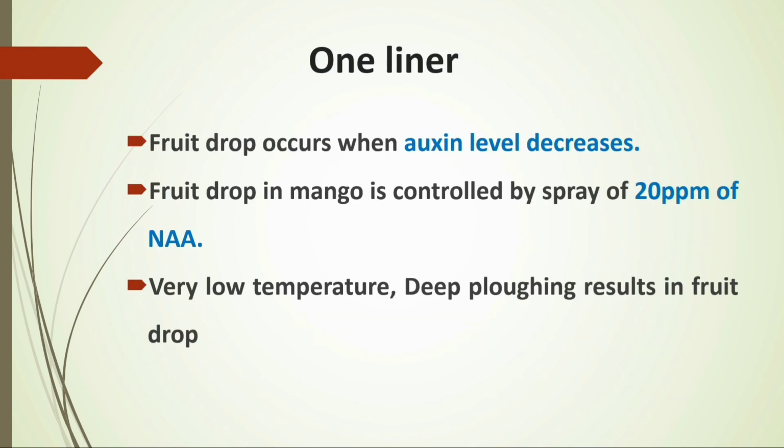Some of the important one-liners in this topic. Fruit drop occurs when auxin level decreases. Fruit drop in mango is controlled by spray of 20 ppm of NAA. Very low temperature, deep ploughing results in fruit drop. The important question and answers.